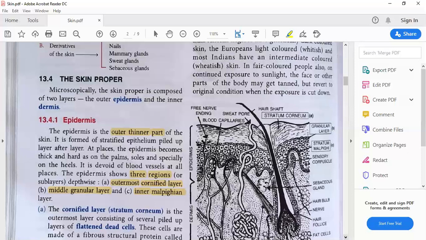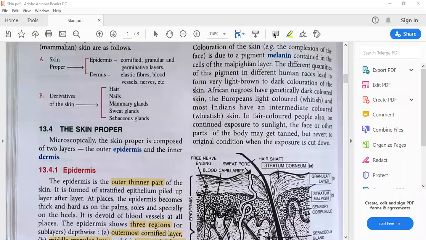Okay, now different quantities of this pigment in different human races lead to coloration of the skin from very light brown to dark. Now African Negroes have genetically dark colored skin, Europeans light colored whitish, and most Indians have an intermediate color. So in fair colored people, with continued exposure to sunlight, the face or other parts of the body may get tanned, but it can revert back to the original condition when the exposure is cut down.